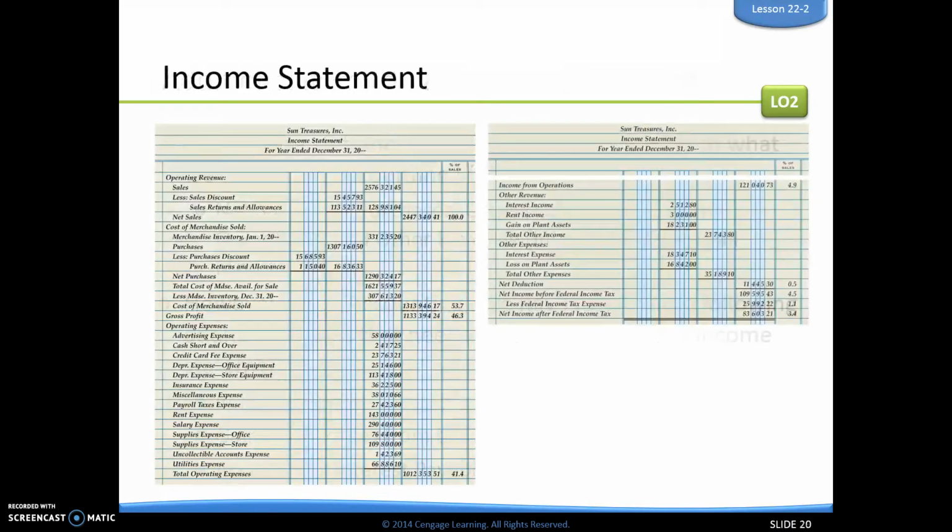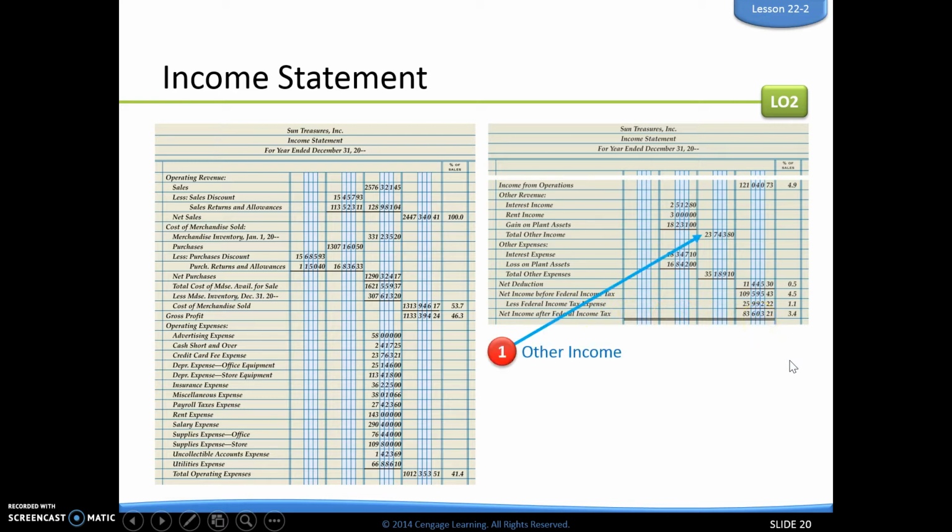So when we look at our income statement, it is going to be quite long because we have our operating revenue here, to figure out our gross profit. And then we have all of our operating expenses listed here. And then over on this section, which is really just a continuation, we have this income from other operations, which talks about interest income, rent income, our gains, and then our other expenses like interest expense and loss on plant assets in order to get us down to our net income after federal income tax.